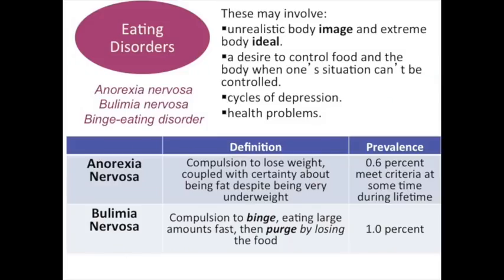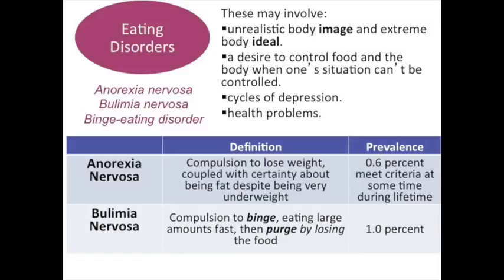Okay, so we're moving on to talking about eating disorders. For the most part, eating disorders involve an unrealistic body image and extreme body ideal, a desire to control food and the body when one situation can't be controlled. Generally, they're hallmarked by depression and health problems. So the two we're going to talk about today are anorexia and bulimia. For those who are anorexic, these people tend to have a great compulsion to work out as much as possible, and they always tend to see themselves as being fat, even though they're extremely underweight.